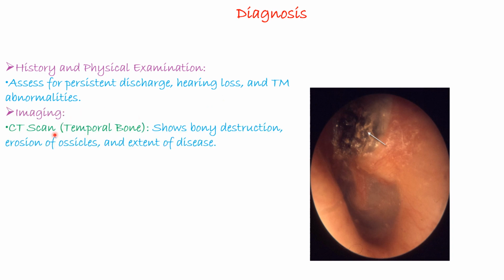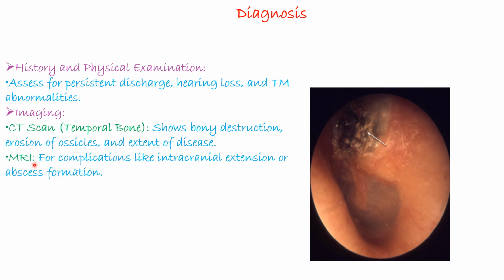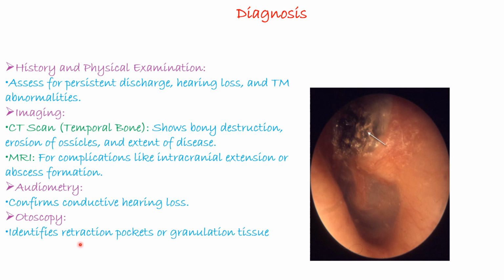In imaging, you can do a CT scan of the temporal bone, showing bone destruction. As we said, there is enzymatic activity that causes bony erosion, erosion of the ossicles, and shows the extent of the disease. MRI is for complications like intracranial extension and abscess formation. Audiometry is to assess the hearing loss and confirm conductive hearing loss, and otoscopy, which is part of the examination, is to identify retraction pockets and granulation tissue.